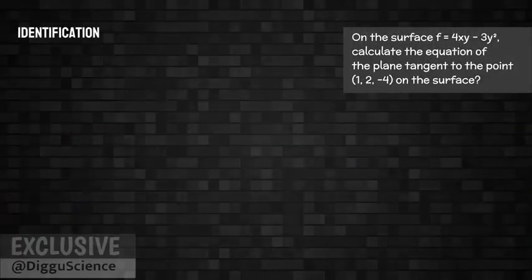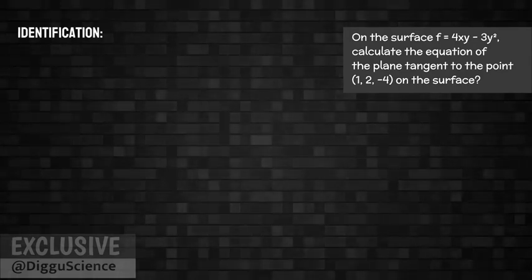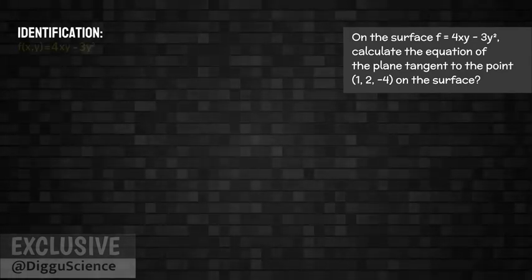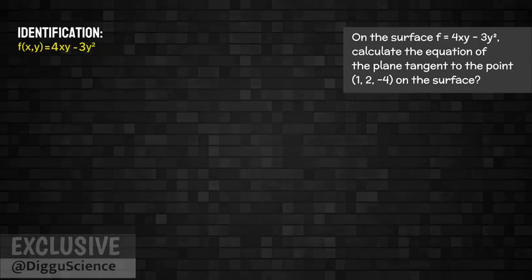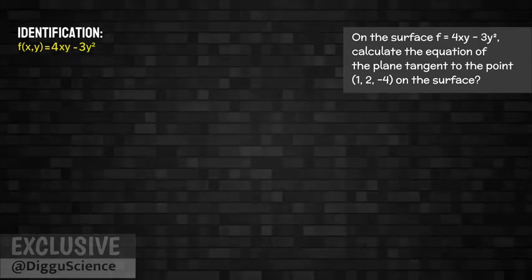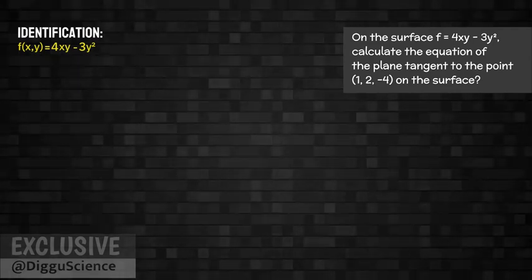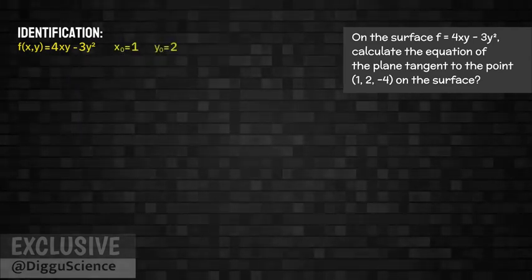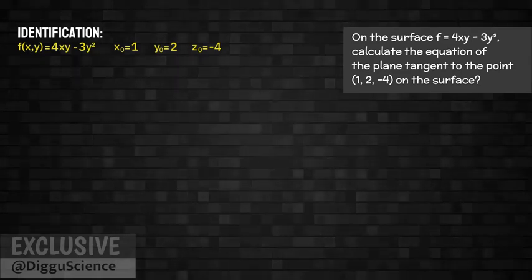Okay, the first step is identification. Based on the information from the question, f is equal to 4xy minus 3y squared. The point on the curve is 1, 2, negative 4. This means that x0 is 1, y0 is 2, and z0 is negative 4.